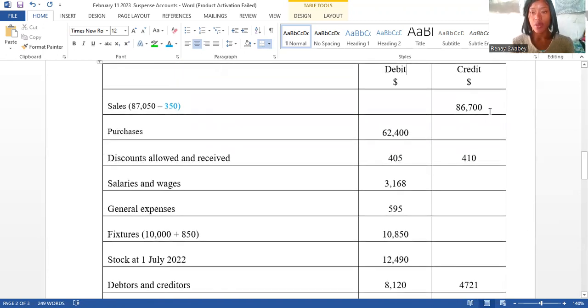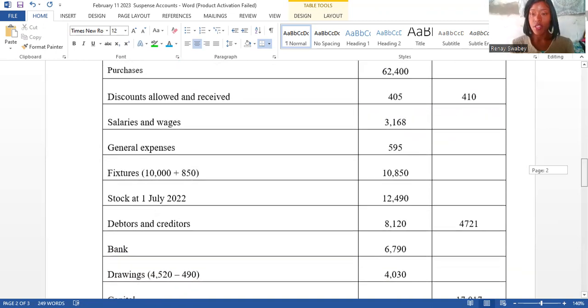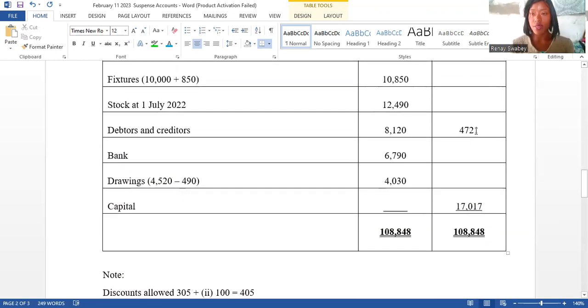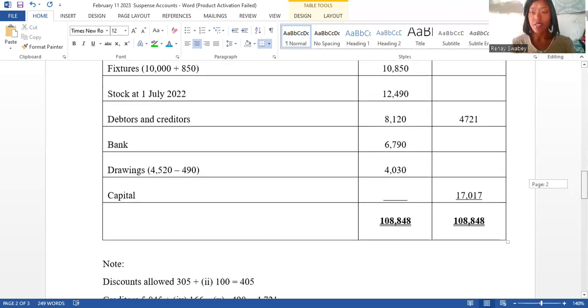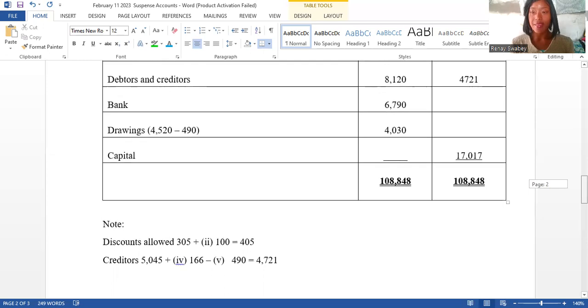I want you now to go ahead and do the same thing for the credit section. So it's $86,700 plus $410. Scrolling down, plus $4,721 after the adjustment has been made, plus $17,017. Tell me if you get this figure back. So that's the end of it. The redrafted trial balance is balanced, and the unbalanced or incorrect trial balance is now corrected.